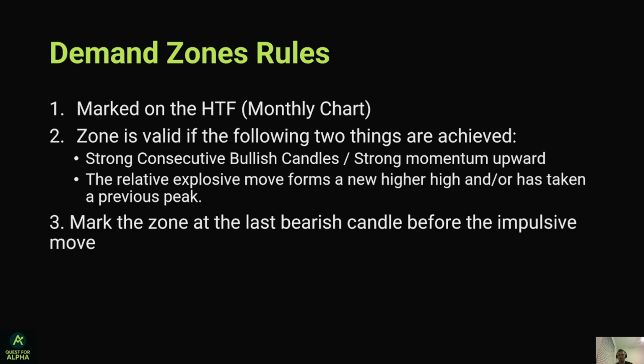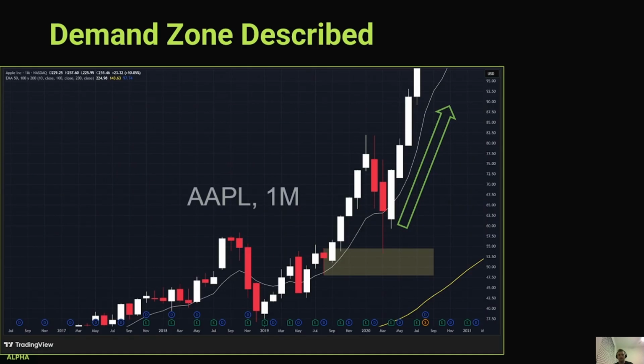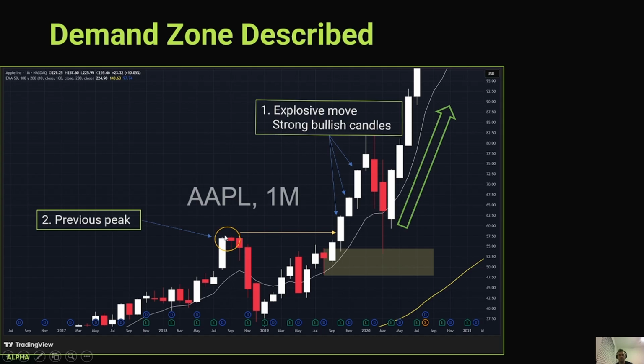The way you mark the zone is you mark the last bearish candle before the impulsive move had formed. Now I will show a few examples of a good zone and some examples of zones that I would not consider to be valid. But first, let's take a look at an illustration of the demand zone. Right over here, we can see a pretty explosive move, strong bullish candles being formed. What we also see is that a previous peak has already been taken out by this specific move.